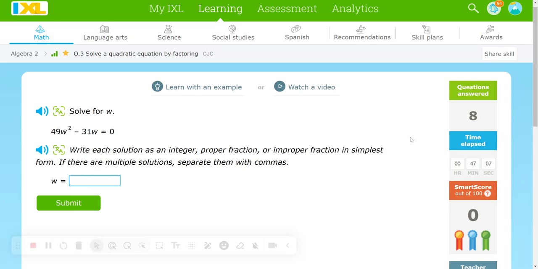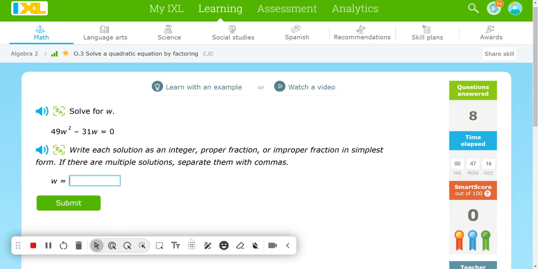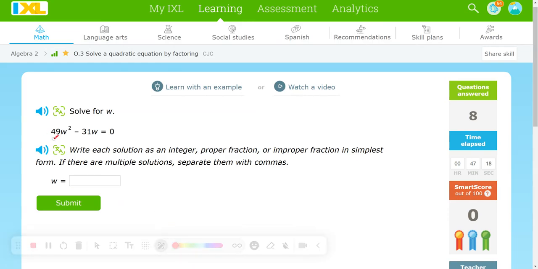Hello student, we go over all three, solve a quadratic equation by factoring. So look at this problem over here. You have 49w squared, subtract 31w. So take a look at the numbers 49 and 31. There's no common number to factor out.